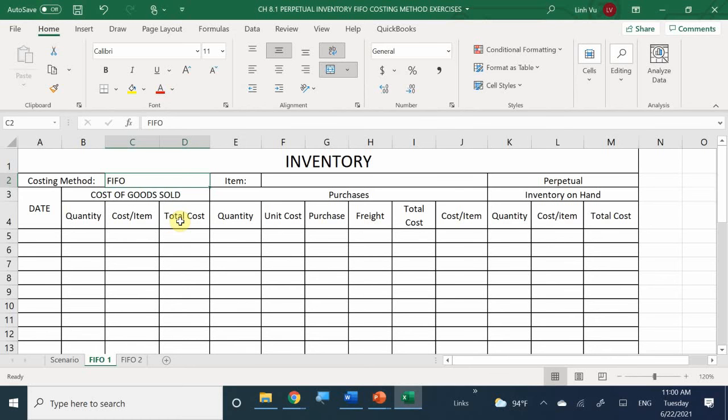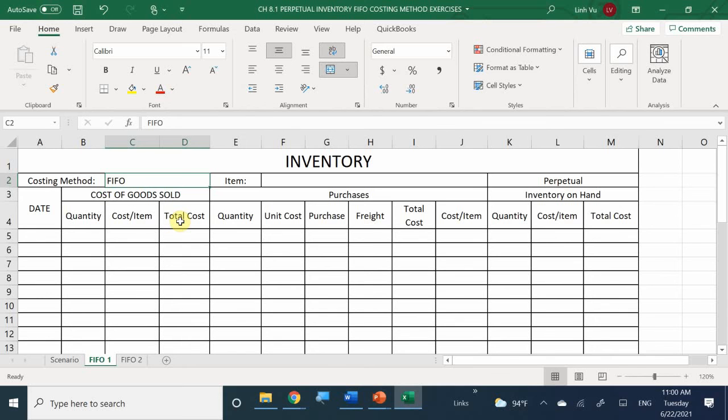So this is just FIFO. We're going to do one for LIFO. We're going to do one for moving average. We're going to do a Chapter 8 review, and then we're going to do a Chapter 7 and 8 review, right? So we're going to be exposed to this a lot. So practice is going to come in here.